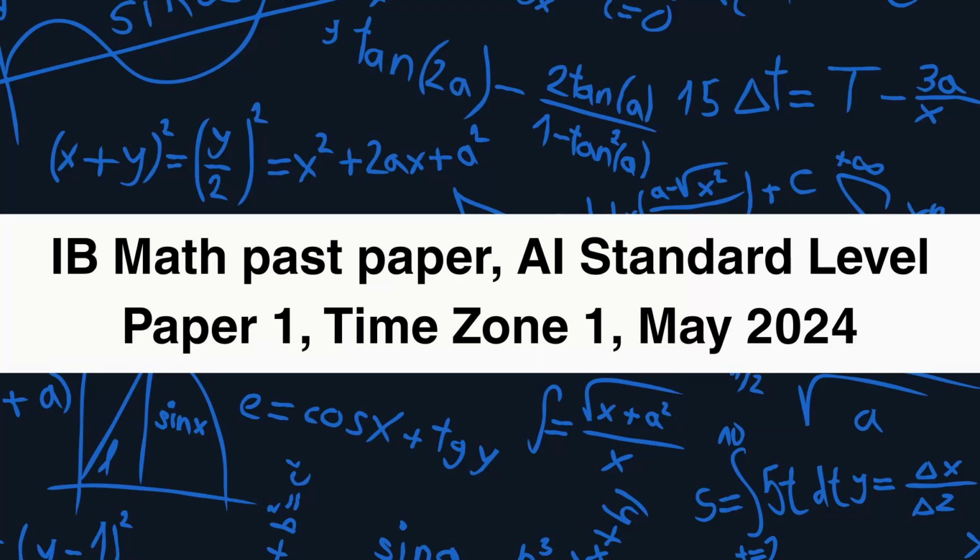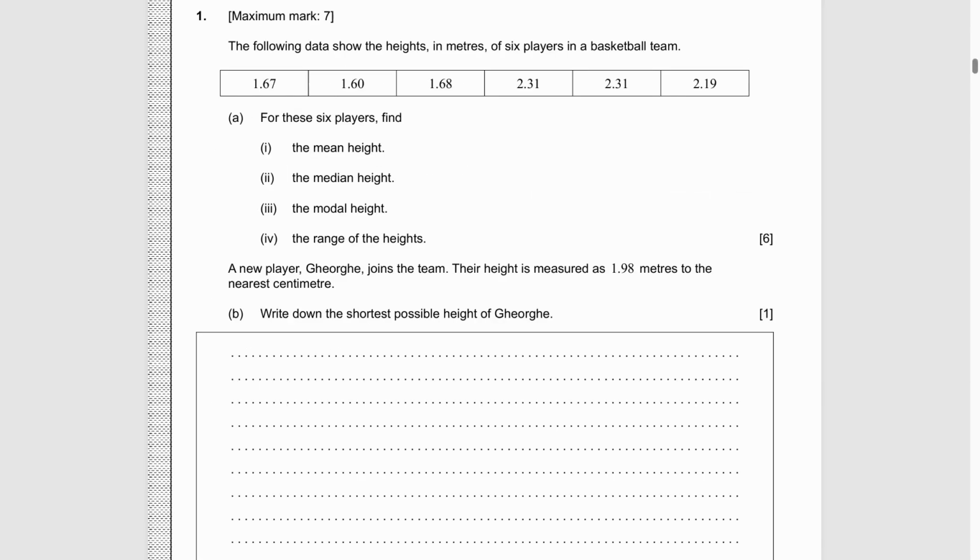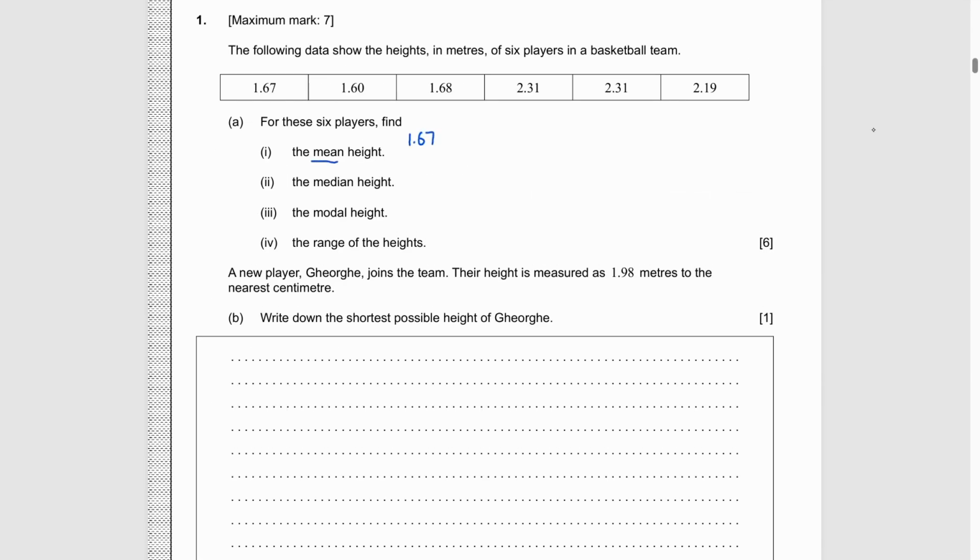AISL, May 2024. Time Zone 1, Paper 1. Question 1. We are given 6 pieces of data.